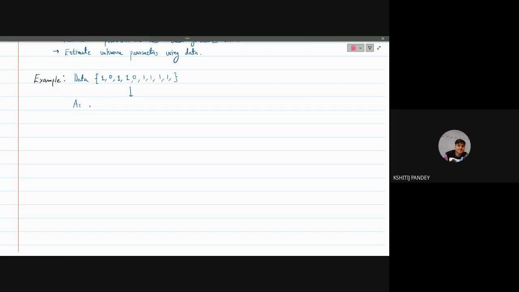as we only have zeros and ones in the data, we can say the data is coming from flipping a coin.